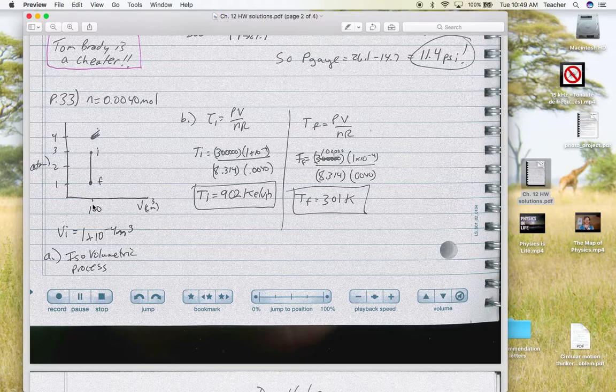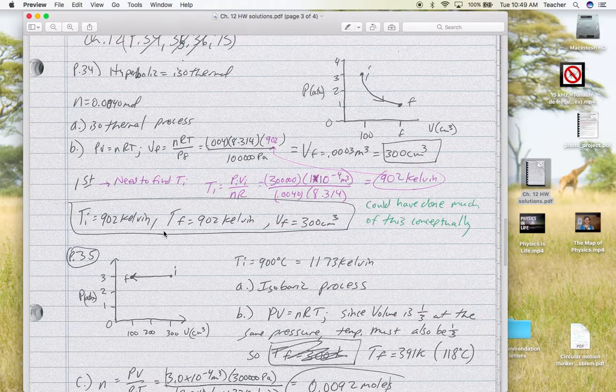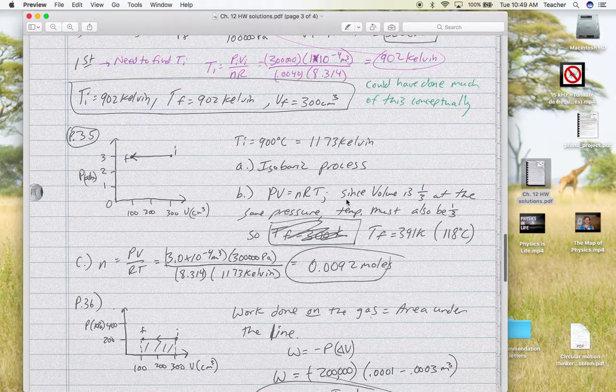For problem 33, this was an isovolumetric process. Something is going to a lower pressure. That means its temperature also has to be lower. So I ended up calculating the temperature by using a version of PV equals nRT, making sure the volume and pressure were in standard units. Problem 34, I think we went over in class, so an isothermal process is hyperbolic. Problem 35, we also went over in class, so that's an isobaric process.